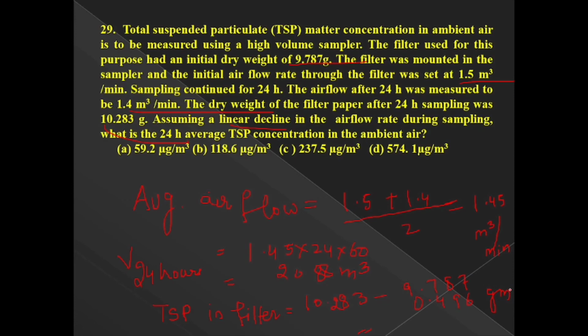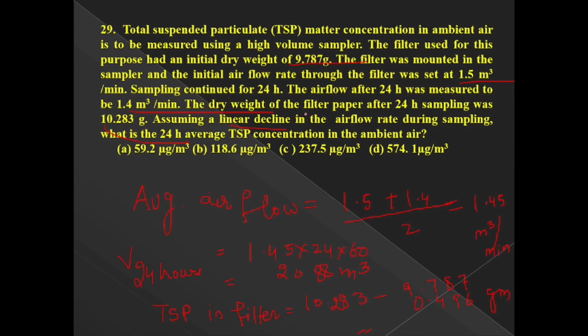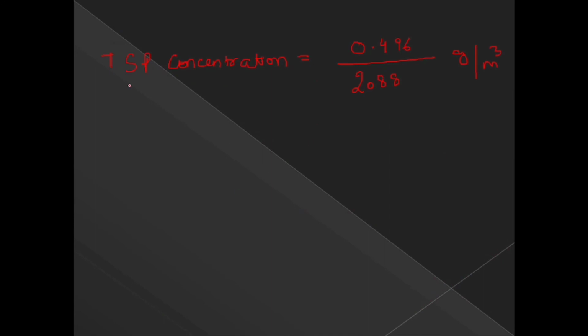Now what is the TSP concentration? TSP concentration is equal to 0.496 divided by total volume 0.2088. So TSP, that is the total suspended particulate concentration, will be equal to 0.496 divided by the total volume 0.2088 gram per meter cube. After calculation, because all options are given in microgram per meter cube, that's why we have to convert this into micrograms per meter cube.